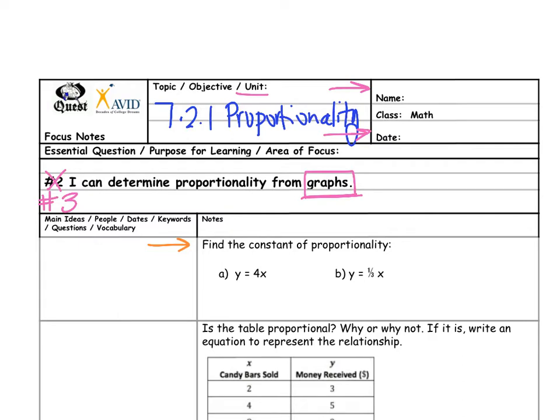When we think about what we learned in our previous lesson, we know an equation for something that's proportional is y equals kx. Whatever number is this k value is our constant of proportionality. So in the first problem, A, the constant of proportionality is 4. And in the second problem, our constant of proportionality is 1/3.